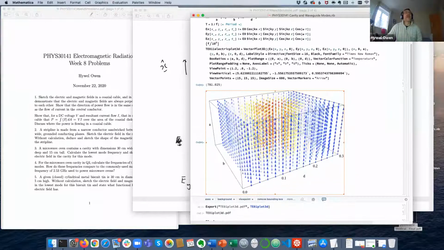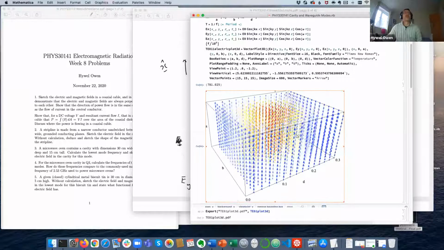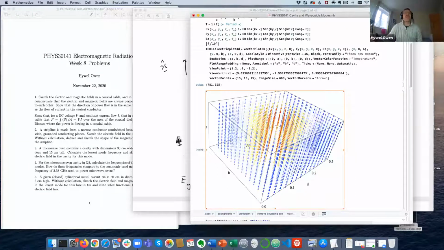But the electric field is pointing along all the other surfaces, and the electric field strength falls to 0 at all the other surfaces. So that's what the lowest mode looks like. And of course, as a function of time, this simply goes up and down as cos omega t. So here I've set t equals 0 just to show what it is.